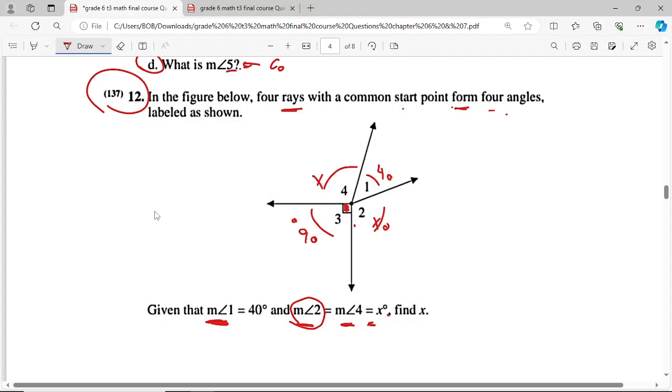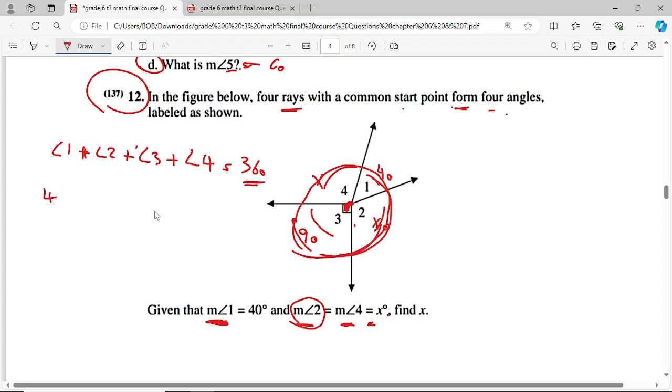Okay, now the total measurement of these angles around this point is 360. So that means angle 1 plus angle 2 plus angle 3 plus angle 4 will equal 360, because the angle around the point is 360. So angle 1 is 40, plus angle 2 is x, and angle 3 is 90, and angle 4 is x, will be equal to 360.